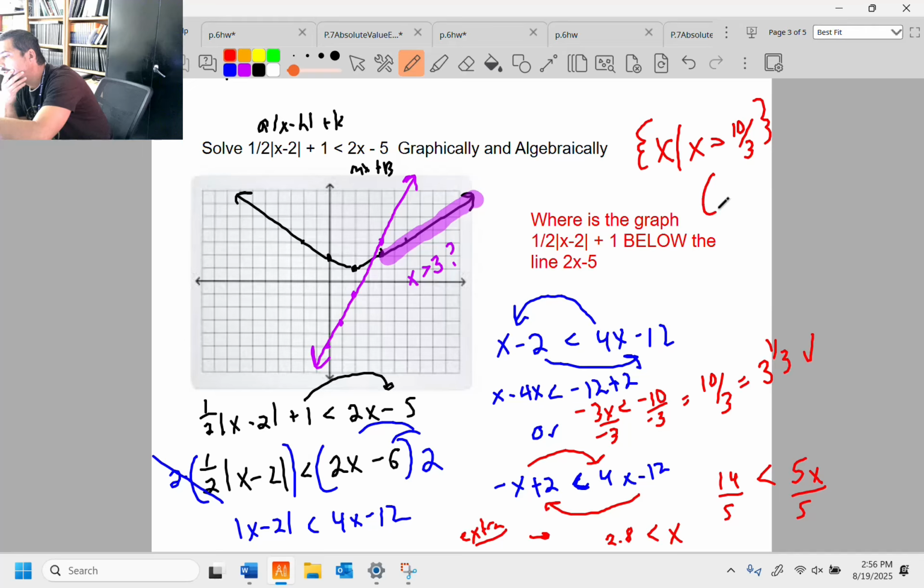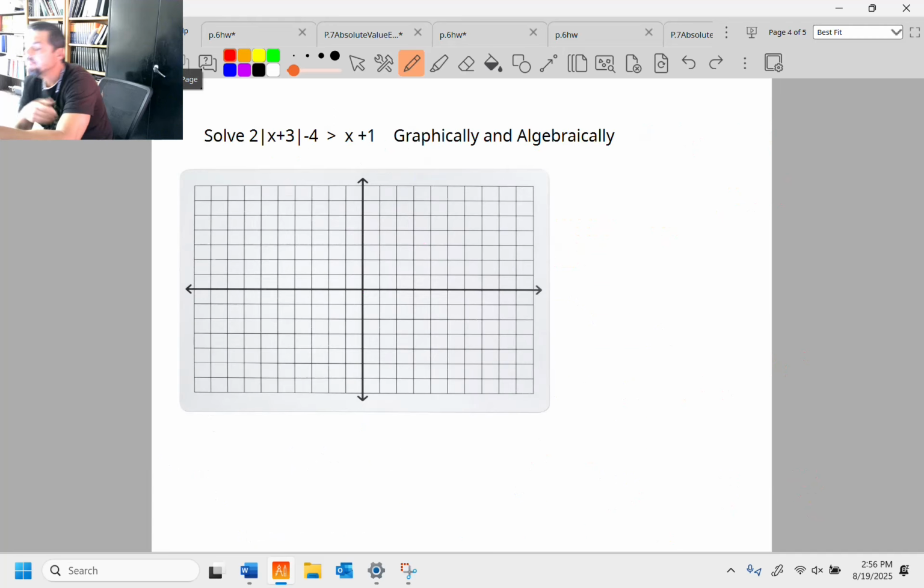If I like my interval notation, it'd be 10/3 all the way to infinity. Pick your poison, okay? Red pill, blue pill, pick it. All right, solve this one graphically and algebraically.